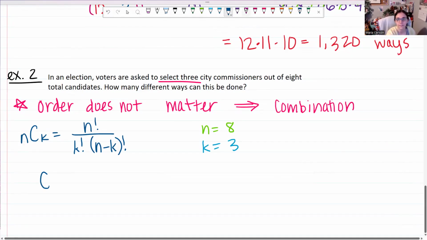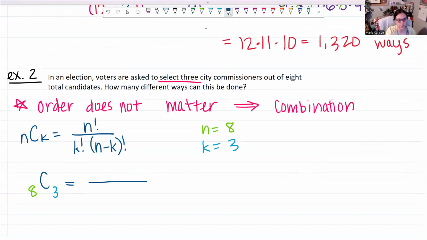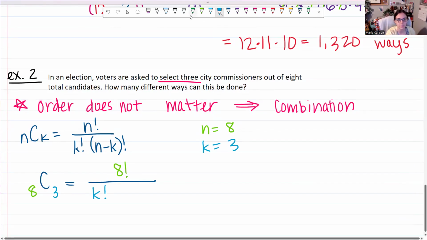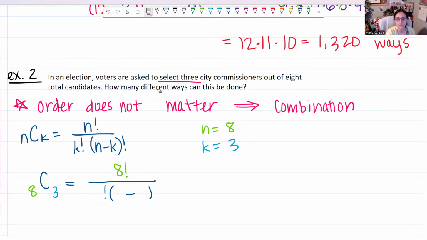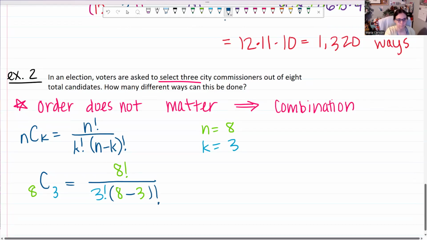So let's fill in all of the pieces. It's a combination. We have n is 8 total items, and we are going to select 3. So I'm going to substitute in all the values here. I'm going to have the number of total candidates, 8 factorial divided by the number we're going to select, k factorial, times that difference factorial. So the difference, n minus k, or 8 minus 3. K is 3. 8 minus 3 factorial.